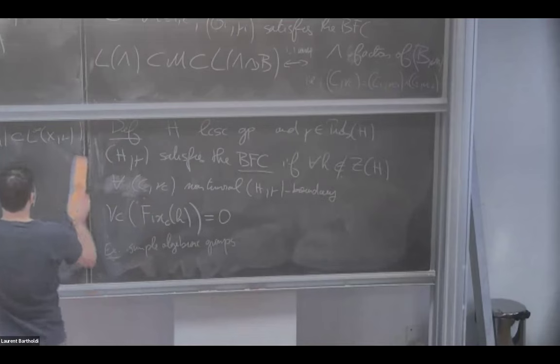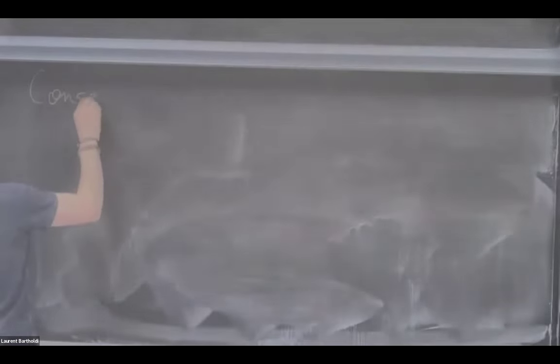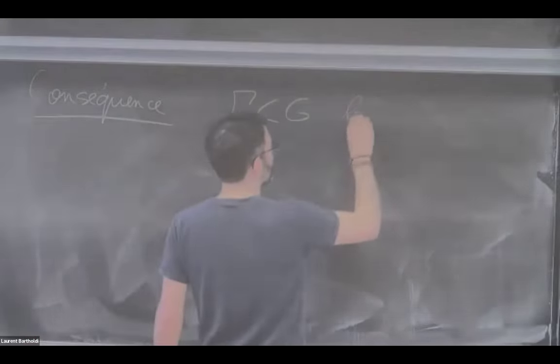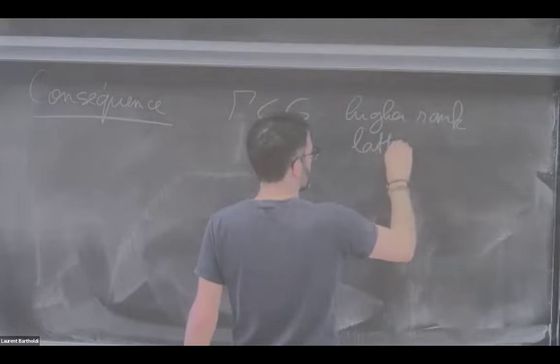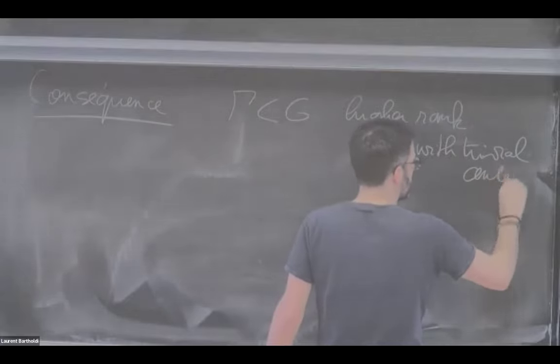But if I apply this with a previous result that we proved with Rémy, we obtain the following very interesting consequence. I will be very vague about the assumptions, but let me take G of higher rank. To simplify, let's assume that it has two real simple factors. It has finite center in general, but let's assume that it has trivial center.